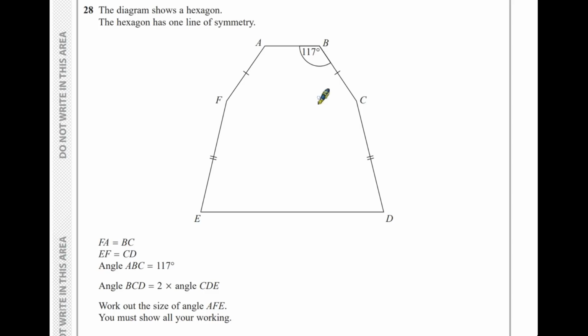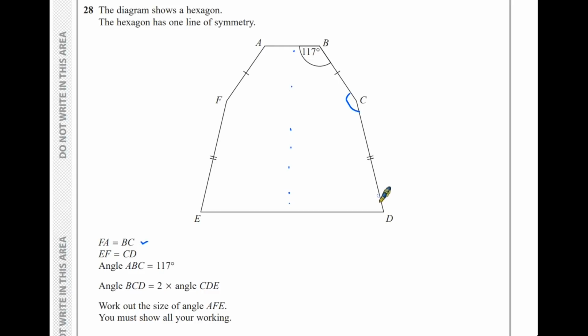Question 28, we have a diagram showing a hexagon. The hexagon has one line of symmetry. Now if we look at the detail we have here, it tells us that the line BC is the same as AF, and that is confirmed in the question. Also, EF and CD are equal, so we know that the line of symmetry actually goes down the centre of the shape. Now, we are told that angle BCD, that is this angle here, is twice the angle CDE.